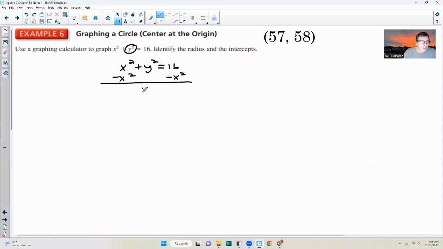So this is going to give me y squared equals 16 minus x squared. I'm going to write it like this, 16 minus x squared. And then I'm going to take the square root of both sides. So you take the square root of this and the square root of that. And I am going to then get y by itself equals plus or minus the square root of 16 minus x squared. So now I can plug that in my calculator.